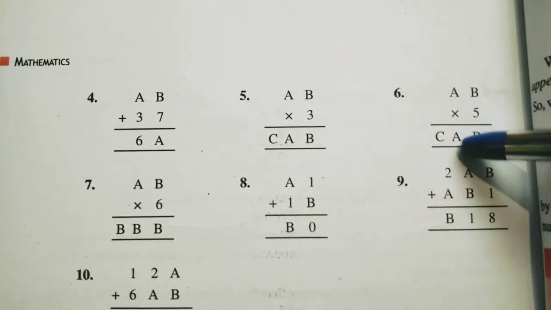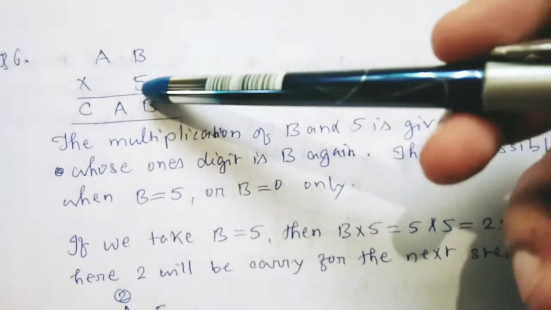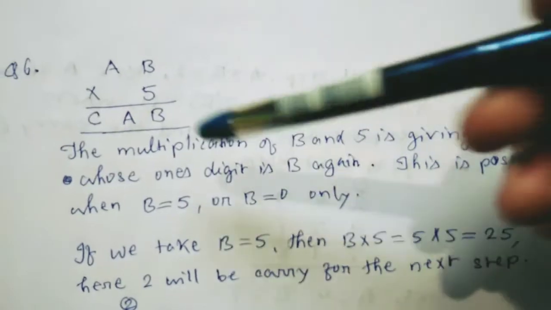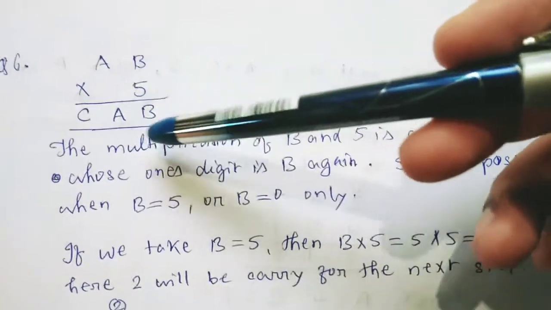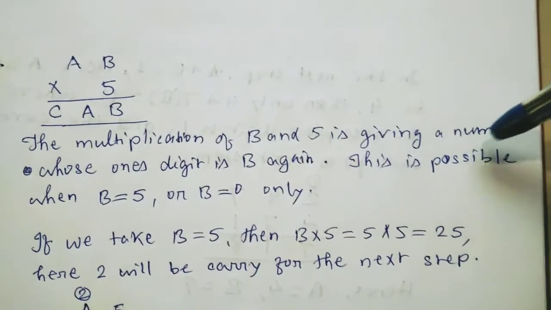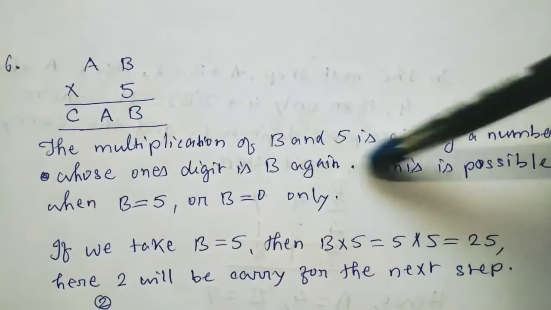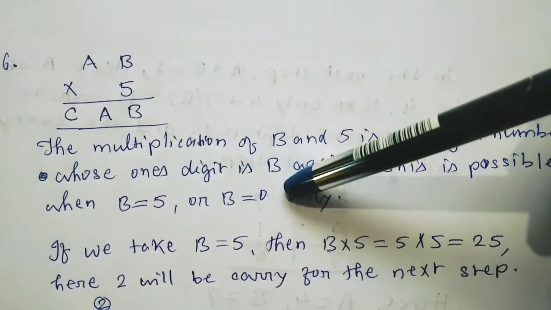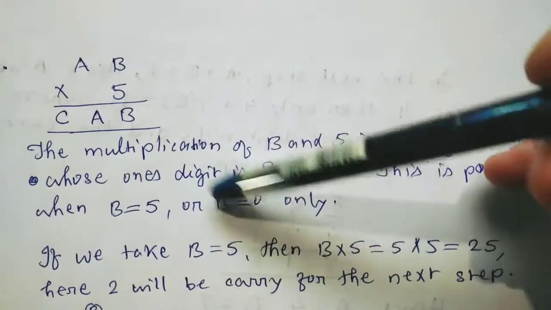AB into 5 is coming CAB. Let's see. AB into 5, that means 5 into B, and B should come again. Then 5 into A, the answer should be CA. The multiplication of 5 and B gives a number whose ones digit is B again. This is possible only if B equals 5 or B equals 0. So here also we have two cases.